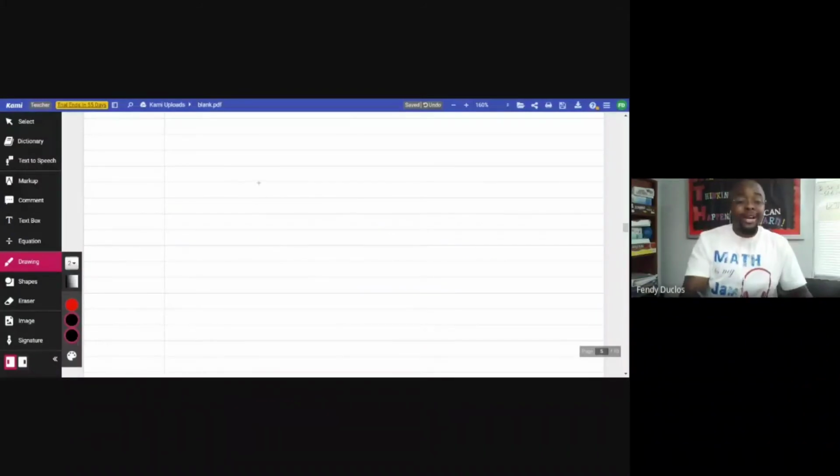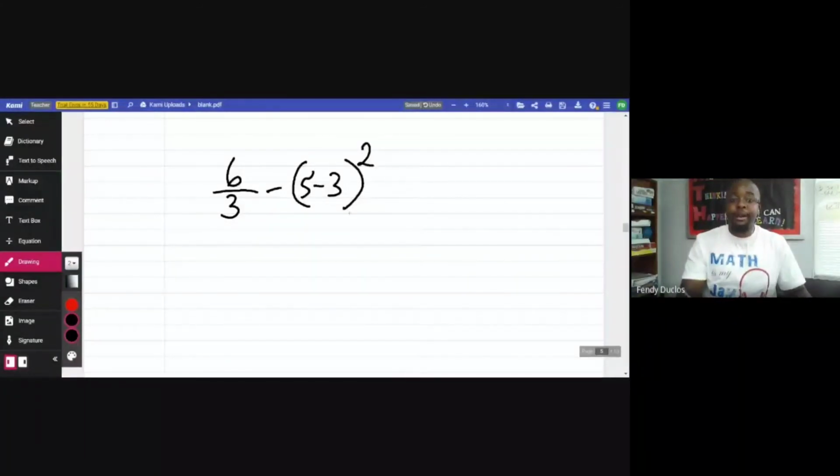For our final problem of today, we're going to have 6/3 minus the sum of 5 minus 3, or you could say the difference of 5 minus 3, squared. So at first, this may seem a little bit complex, but I have a secret weapon, which is PEMDAS.